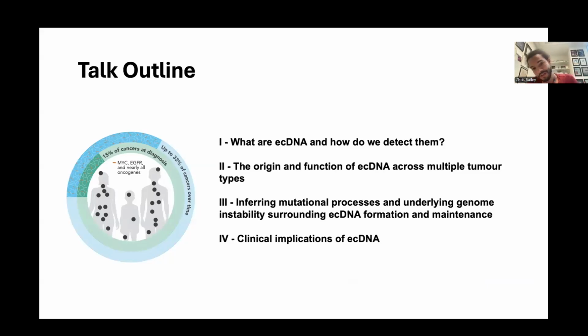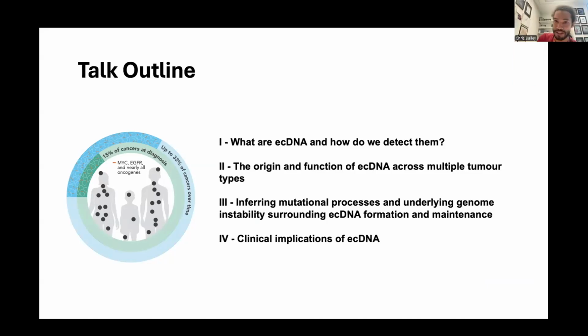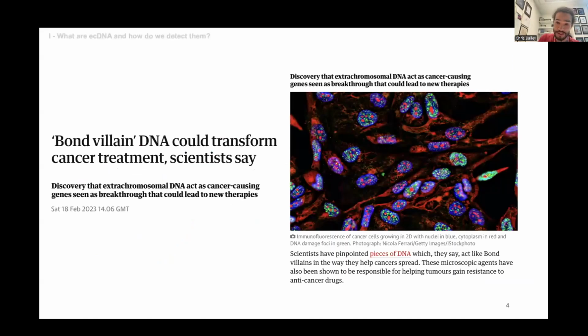I'll talk a bit about the origin and function of ecDNA across multiple tumor types, and then how we have inferred mutational processes and underlying genome instability surrounding ecDNA formation and maintenance. And then finally, the clinical implications of ecDNA from the analysis within the Genomics England environment. So I'll start by talking about what ecDNA is and how we detect them.